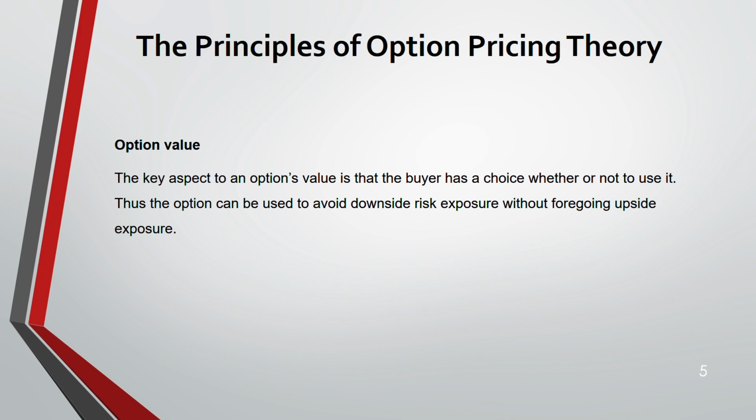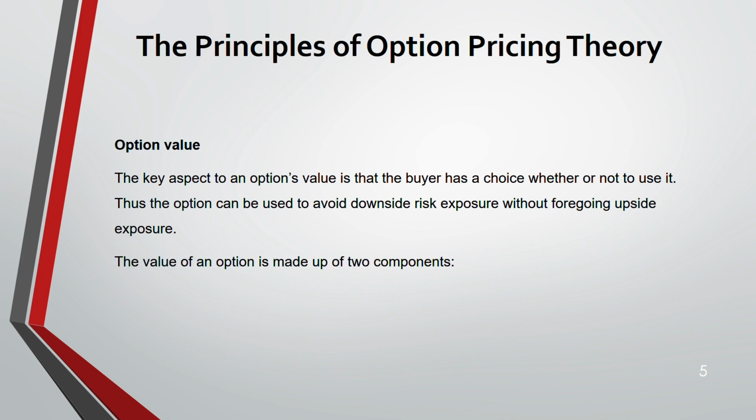One, the buyer has a choice whether they want to use it or not. So if you use the option, you can avoid the downside risk without foregoing the upside exposure. See, if you take the option, your downside risk exposure you are going to avoid. If you do not exercise the option, you can take the benefit of upside exposure. If anything goes up, you can take the advantage. So it's not limiting you from the benefit. There's unlimited benefit that you can have by not exercising the option, by letting it lapse.